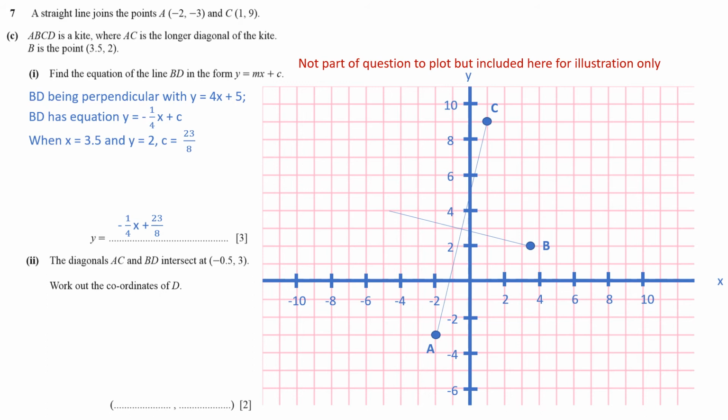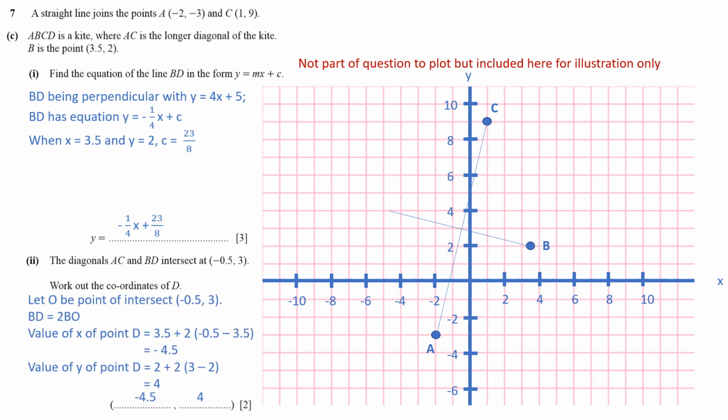Next, the diagonals AC and BD intersect at (-0.5, 3). Work out the coordinates of D. We shall start by letting O be the point of intersection (-0.5, 3). This means BD is equal to 2BO. With this, we could easily calculate the values of x and y for the point D. And with the calculation, this is (-4.5, 4).